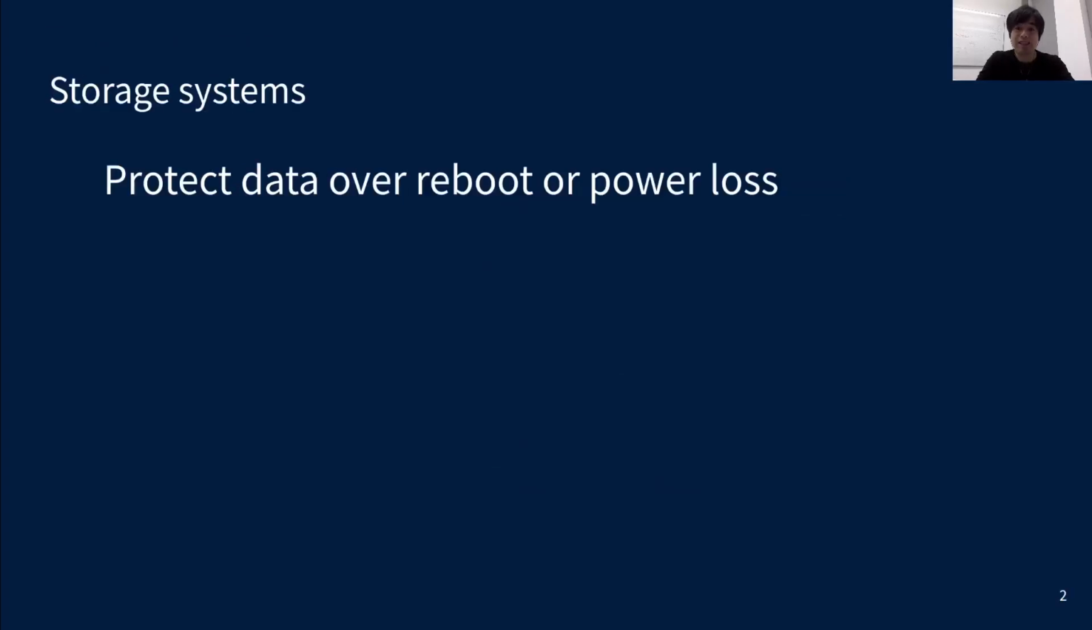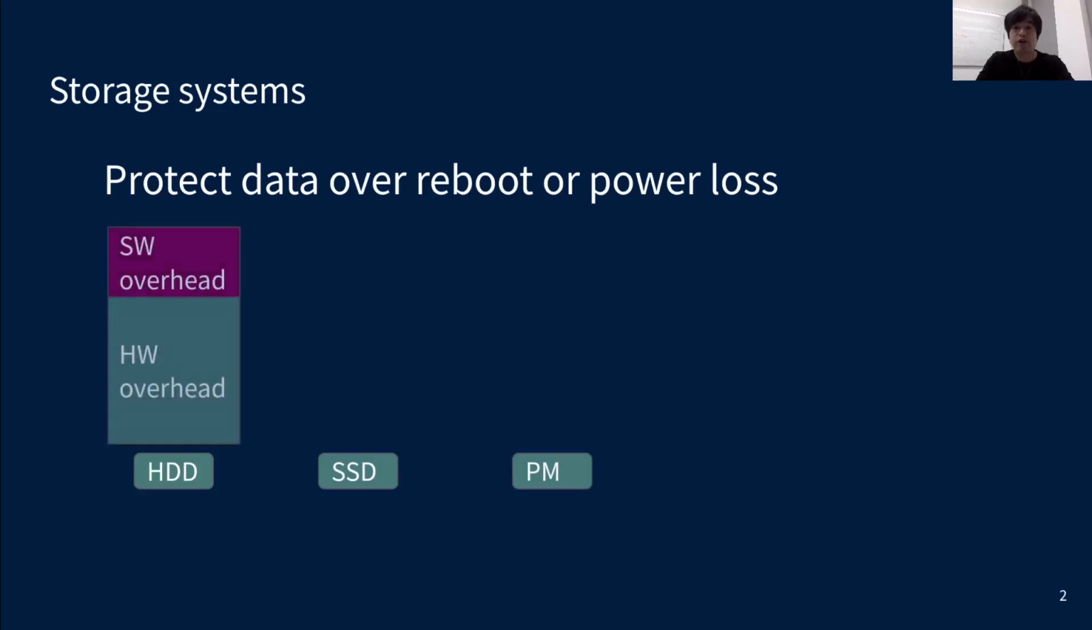Storage systems such as file systems and databases are the primary home of your data. To keep the data after a power cut or reboot, they store the data in a persistent storage medium, such as hard drives, SSDs, and persistent memory. In traditional storage systems, software overheads are not dominant because access to the hard drive or SSD is slow.